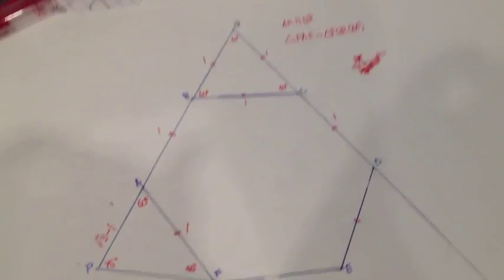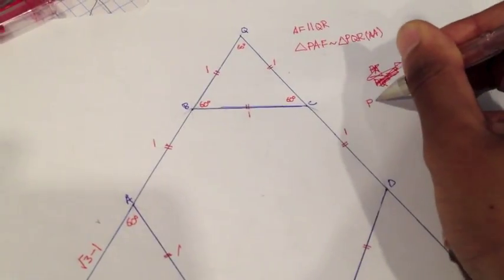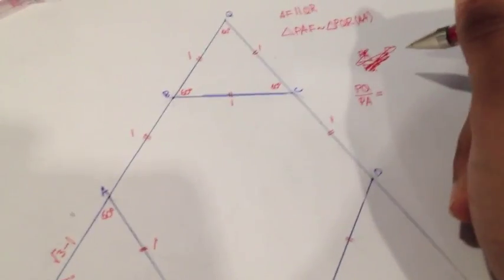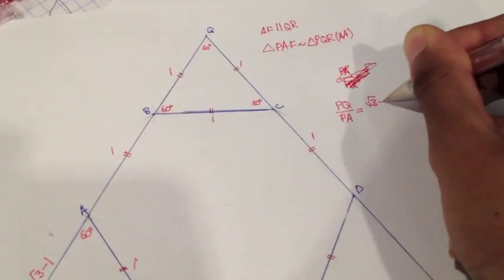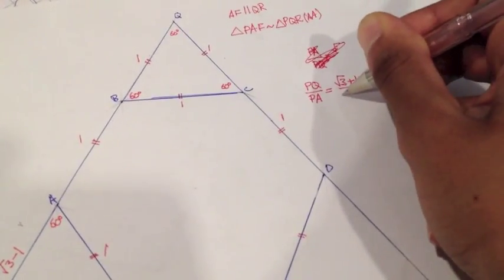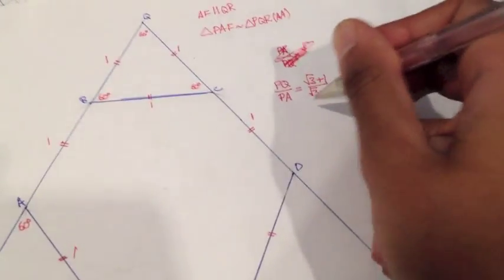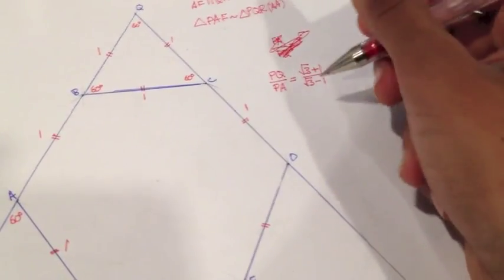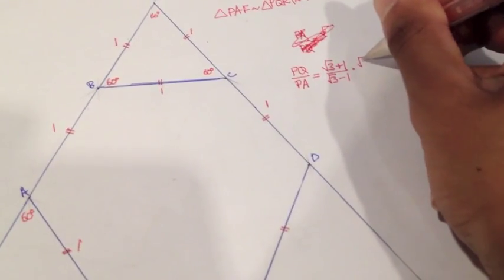So we want to know what PQ over PA is. So we can do that over here, because we know what the side lengths are. PQ actually equals root 3 plus 1, because we know that AQ is equal to 2. We can add up the segments. PA is root 3 minus 1, and what we can do here is actually rationalize the denominator. So we multiply by root 3 plus 1 again.